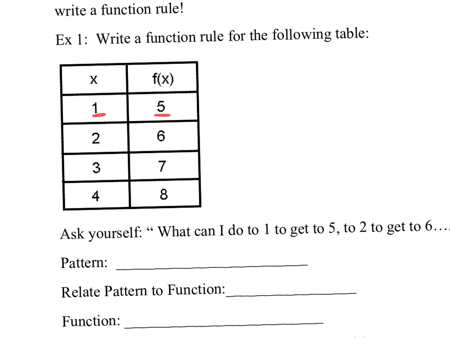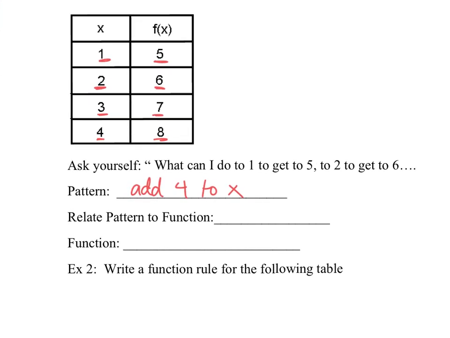If I go down here, if I add 4, does that get me from 2 to 6? Yeah. What if I multiply by 5? No, that one doesn't work. So we got one rule that works for both. Let's keep going. Does 3 plus 4 equal 7? Yeah. Does 4 plus 4 equal 8? Yeah. Okay, that's my rule then. So the pattern is just to add 4 to x. Add 4 to x to get y. Okay?